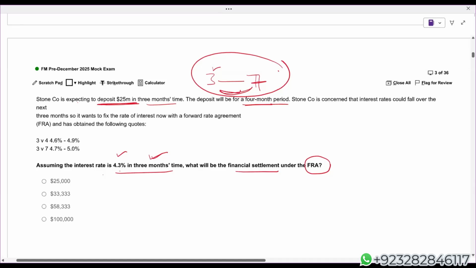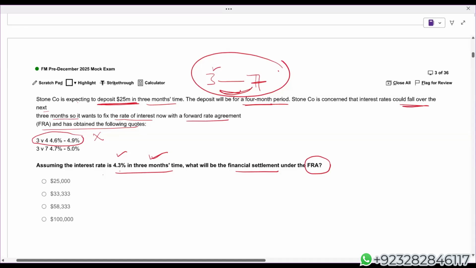Stone is concerned that interest rate could fall. That makes sense because we are the lender, depositor. Depositor, lender, they face the risk of fall in the interest rate over the next 3 months. So it wants to fix the rate of interest now with a forward rate agreement. FRA has obtained the following quotes. 3 versus 4 is altogether irrelevant. This is not a relevant FRA for me at all.